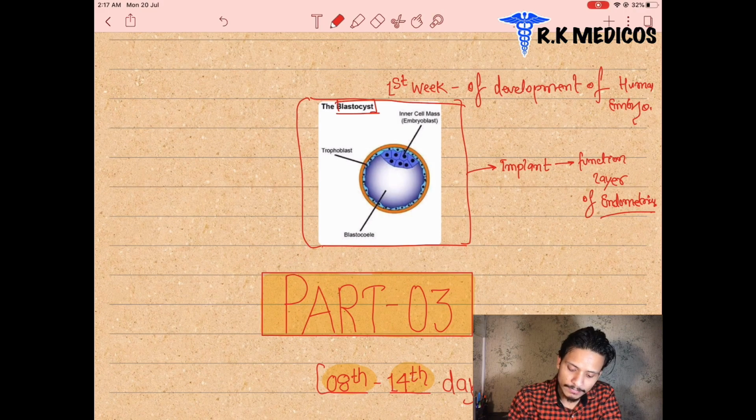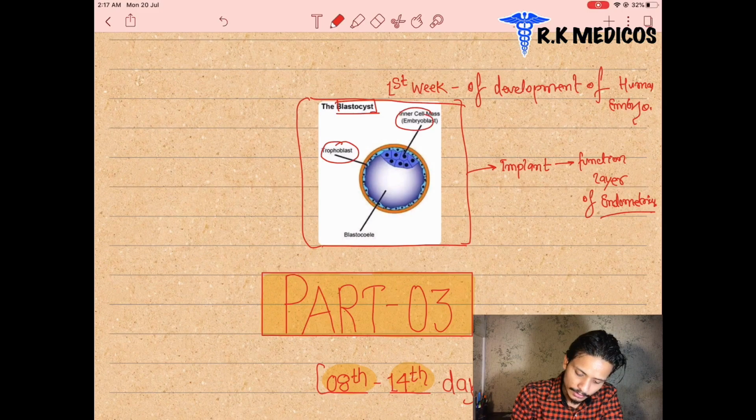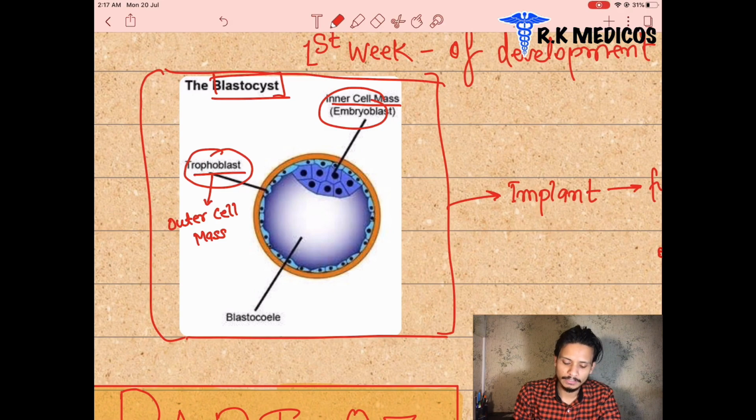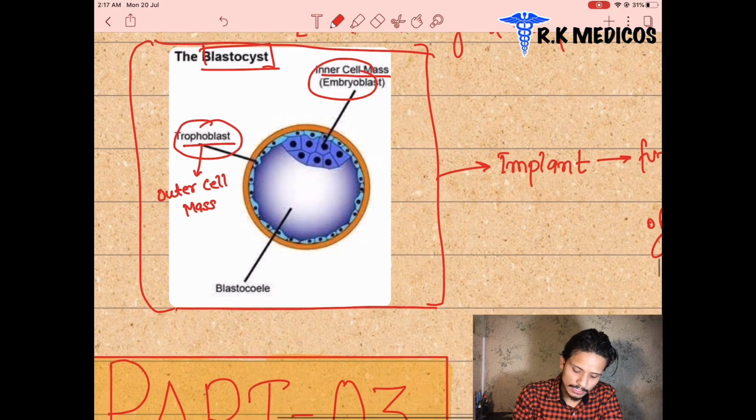What are the cells we see in that? They are the trophoblast cells and the embryoblast cells. The trophoblast cells are the outer cell mass, and the embryoblast is the inner cell mass. Tropho means nutrition; they provide nutrition to the developing embryo. The embryoblast means the proper embryo-forming cells, and the blastocele is the cavity formed inside it. We already saw about it.